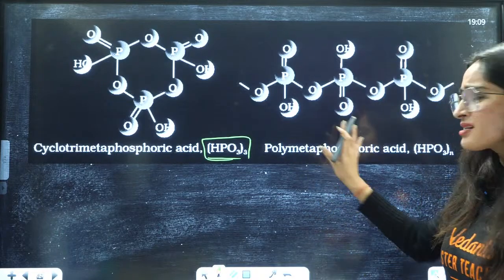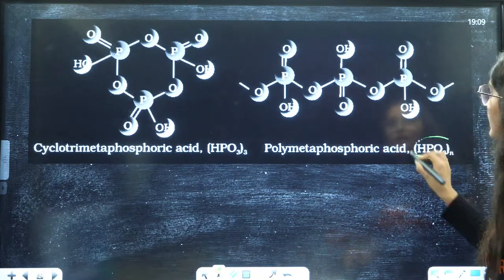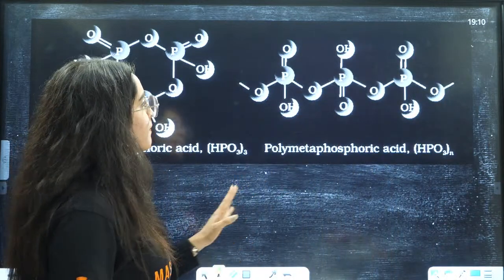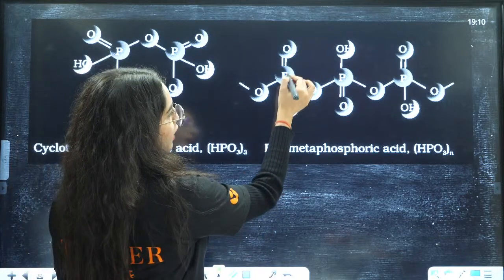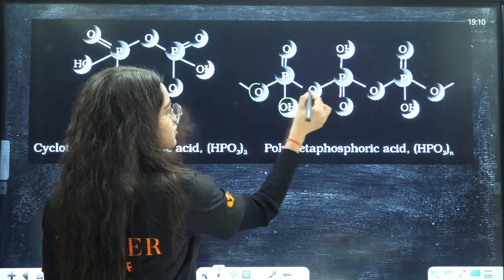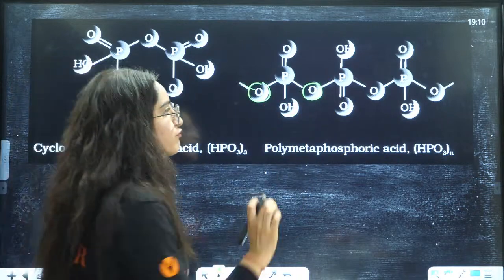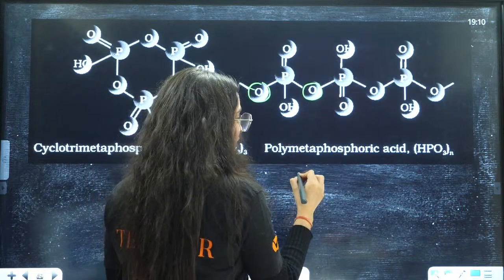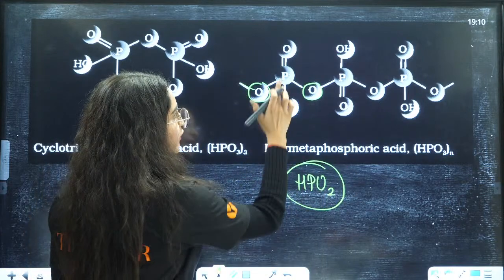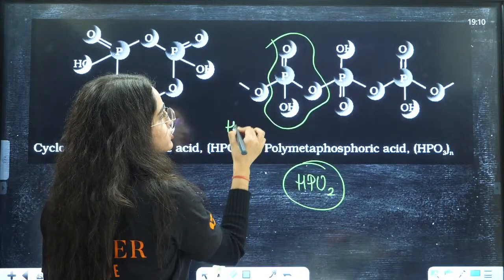This is basically a polymer of what we have done before. This is (HPO3)n. If you have 3, then it is cyclic. Now here, basically what we did before: you have this phosphorus, one double bond O here, then you have one OH, one oxygen. Oxygen will be in the bridging state. One oxygen is in the bridging state. You are left with HPO2, so here you have used one phosphorus also. This is basically HPO3.